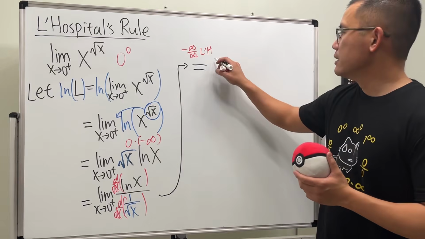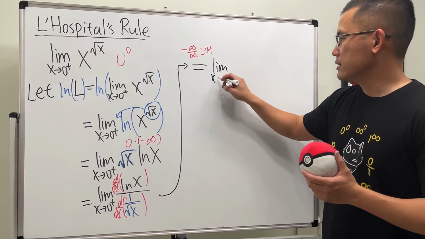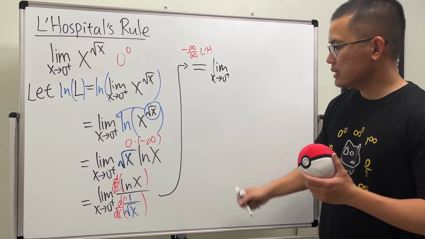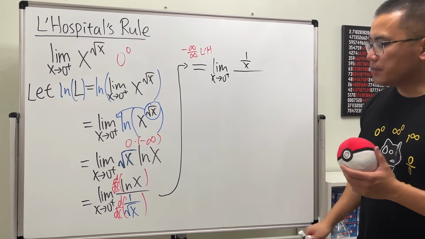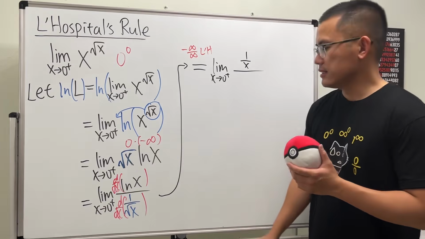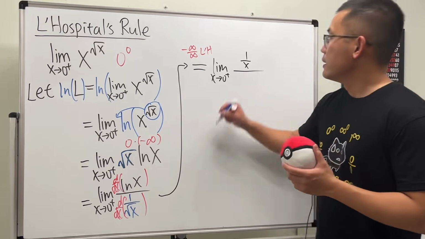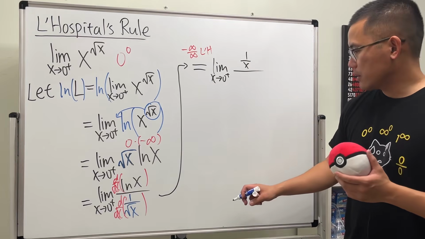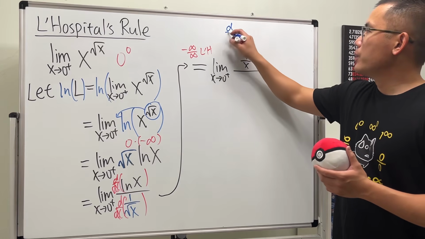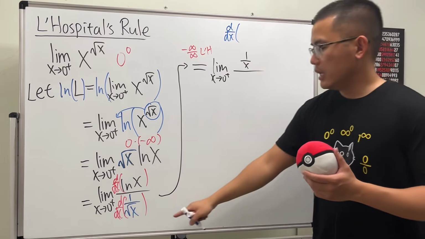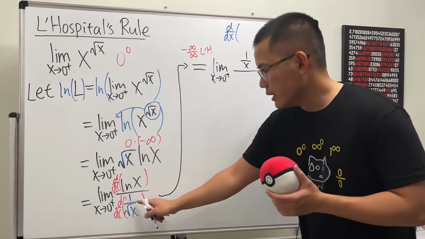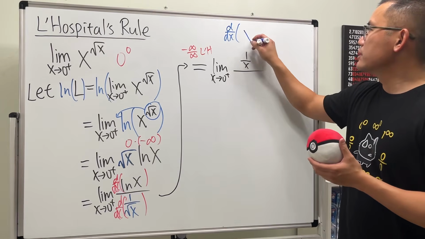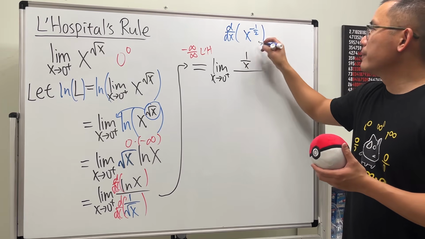On the top, it's not bad. This is still the limit as x approaching 0 plus. This is 1 over x. On the bottom, let me just show you the steps. When we differentiate, this is like saying x to the 1/2 power on the bottom. So this right here is the same as saying x to the negative 1/2 power.